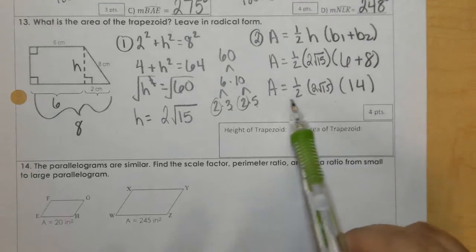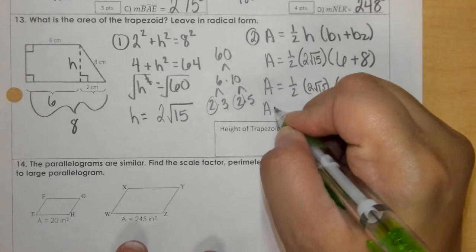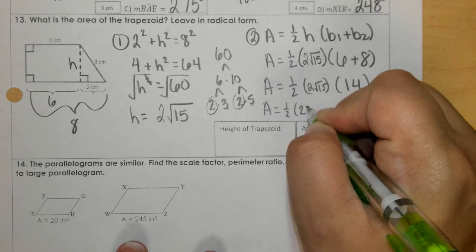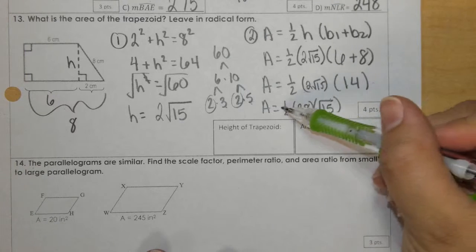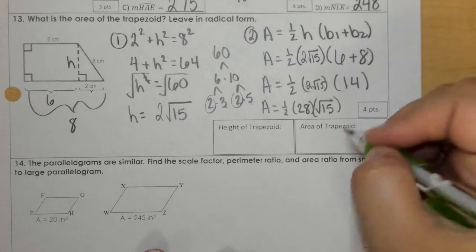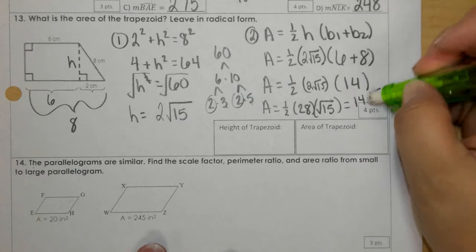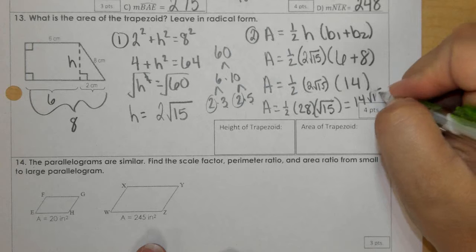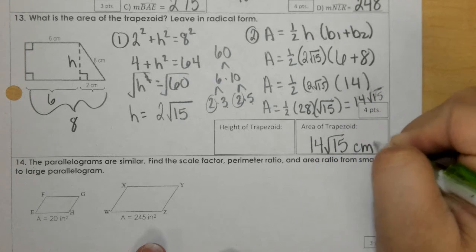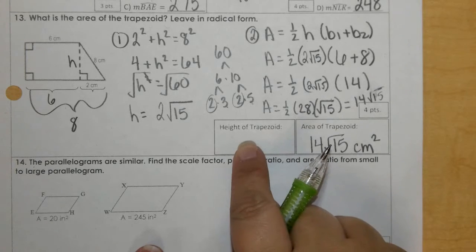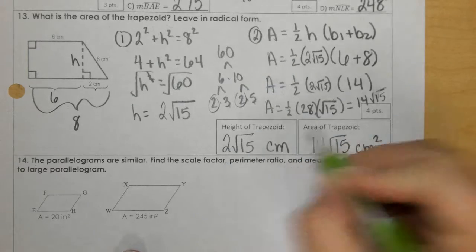Now, to simplify this, I could do 2 times 14 is 28, square root 15. And then half of 28 is 14. So my solution is 14 radical 15 centimeters squared. It also asks for the official height here, which is the 2 radical 15, and that would be in centimeters.